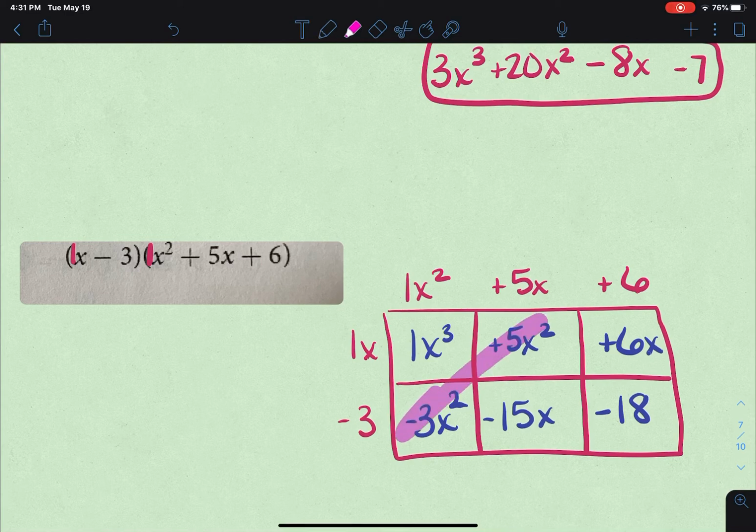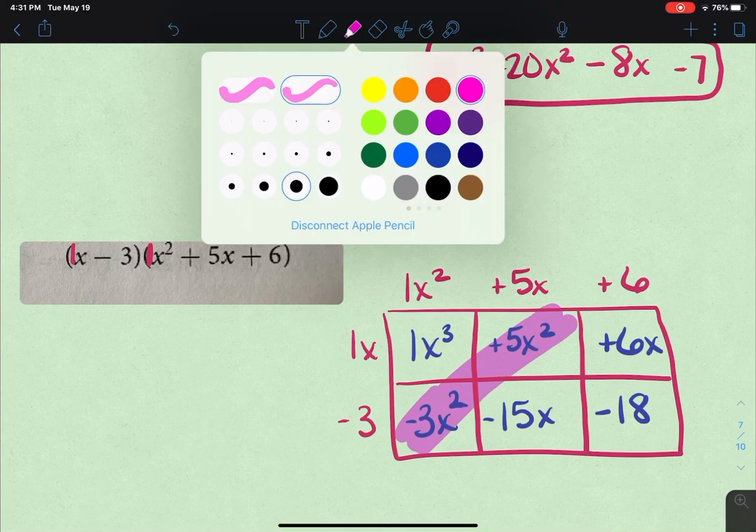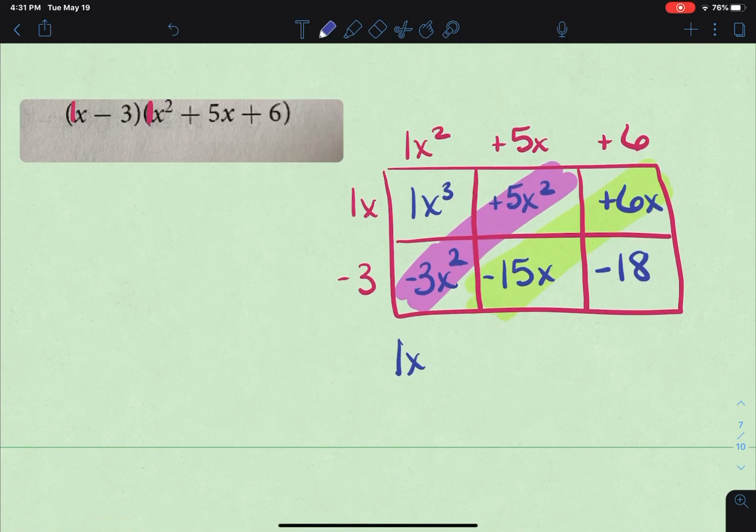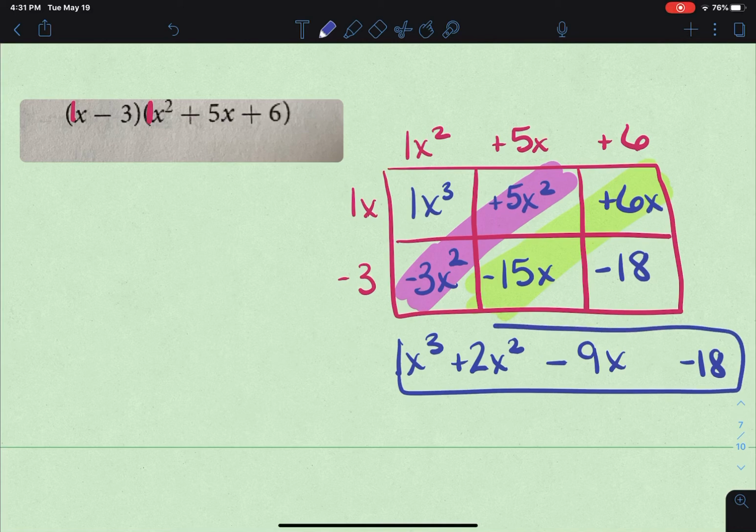Okay, now here's one pair of like terms. Here's another pair. So I know 1x to the third is going to go on the front and minus 18 on the end. So this one, negative 3 plus 5, is going to be positive 2. Negative 15 and positive 6 is negative 9. Now the only thing we might do is drop the 1 in front of the x to the third, because we assume it's there whether we write it or not.